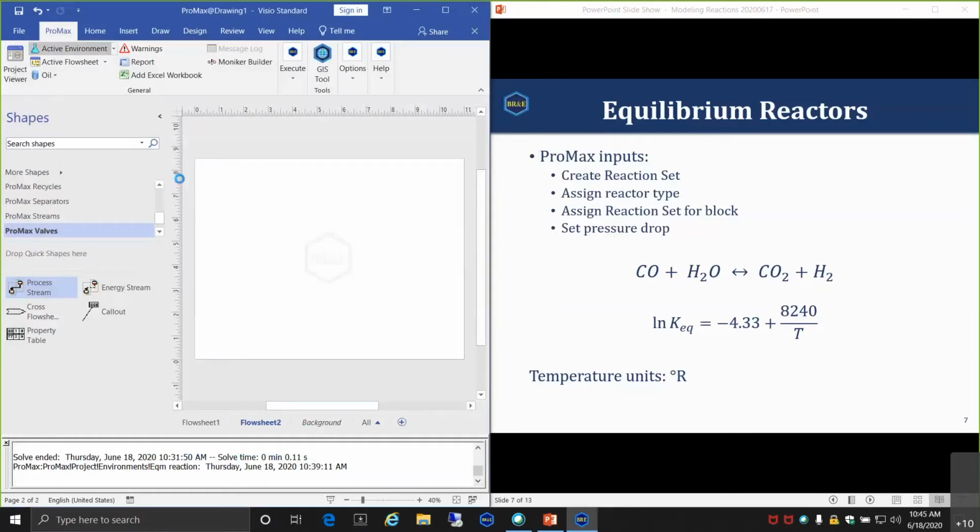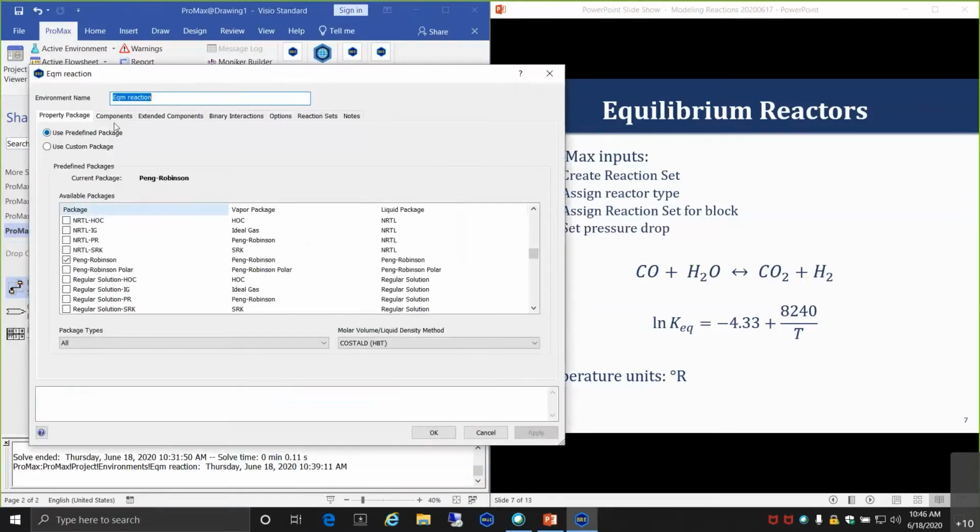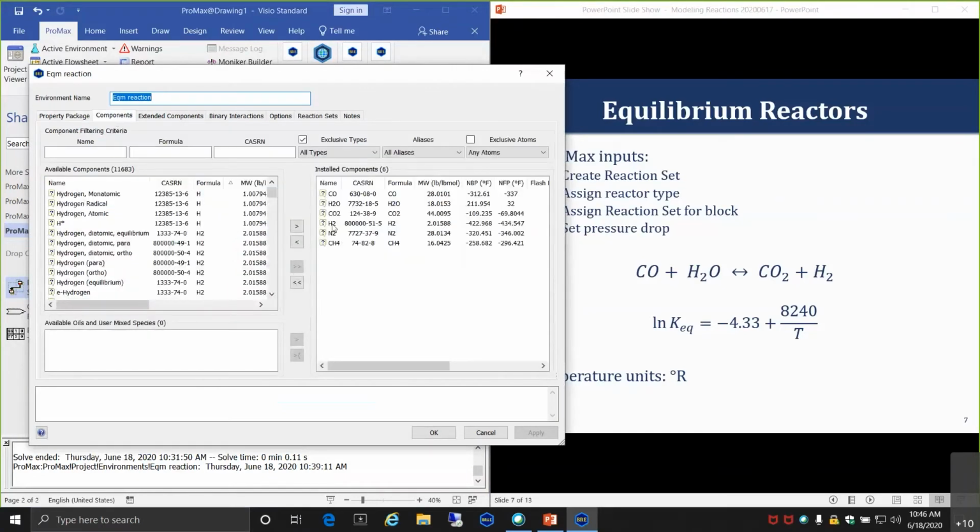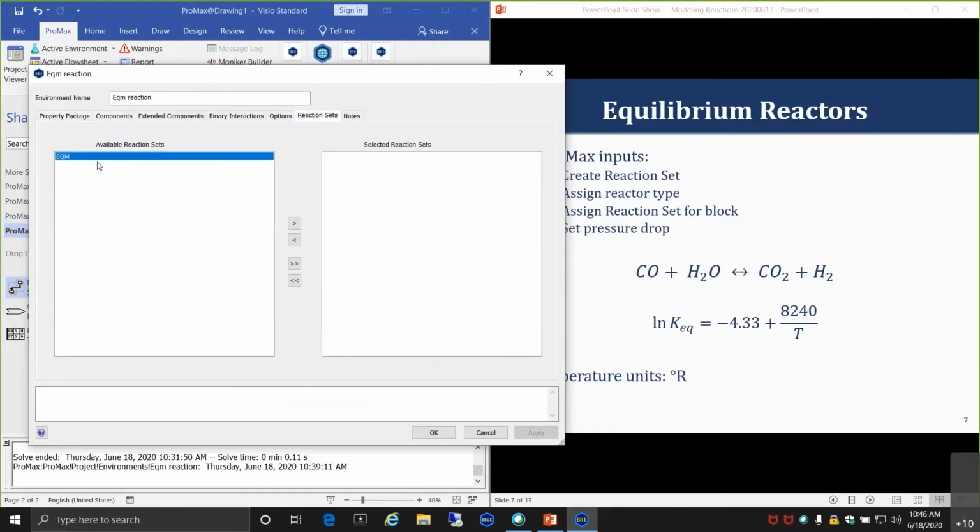We now need to add our reaction set to our environment. So I'm going to go to our active environment. I had made this a copy of the original one. And so my components are still here, but I need to come here to the reaction sets tab and select which reaction set I want to use in this environment. You can have multiple reaction sets listed. You can have multiple reactions in each reaction set. Right now, there's only one reaction in this reaction set, but you could have multiple reactions.